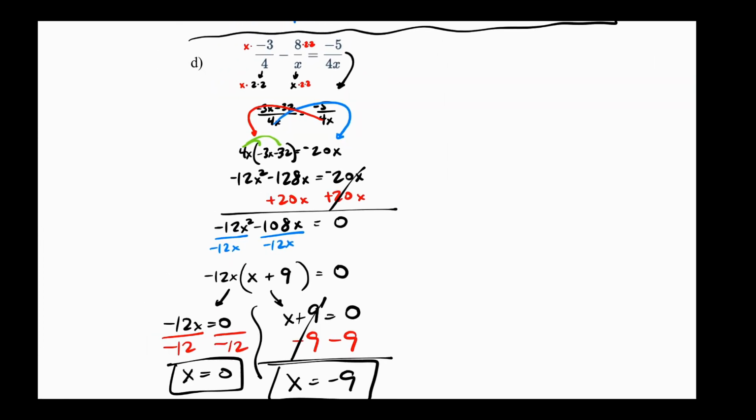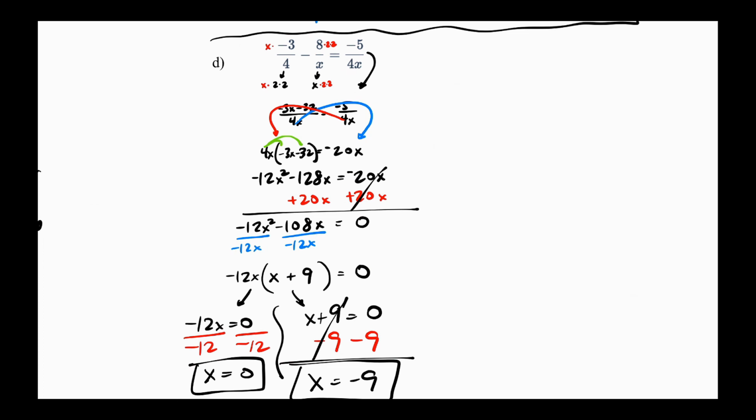Last step, just as important as the other steps, is to check to see if it's extraneous. If I plug in 0, that would give me 0 on the bottom. So 0 doesn't work. That won't always be the case. That's just coincidence today that 0 doesn't work twice. Okay.